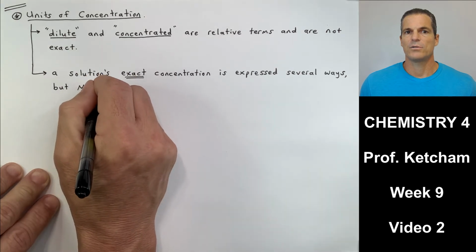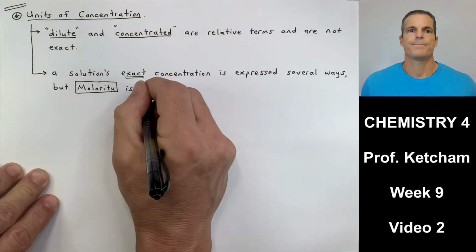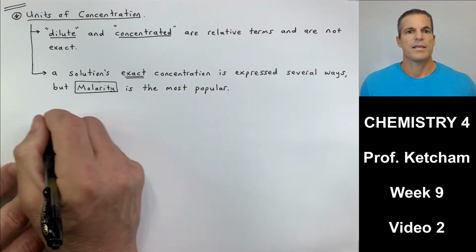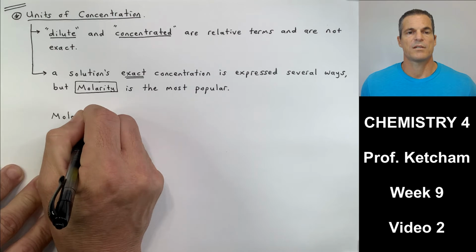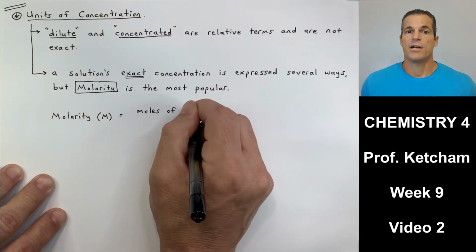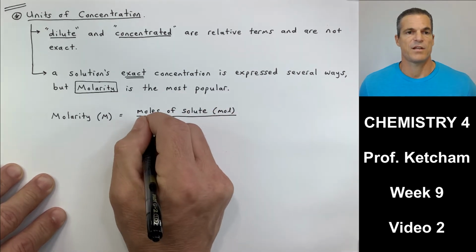The terms dilute and concentrated we use in everyday life, but they don't tell us specific numbers. A solution's exact concentration, however, can be expressed in several ways. We're going to learn 2. Today we'll learn molarity. Molarity is the most popular. I think mass percent's a close second, and that's in the next video.